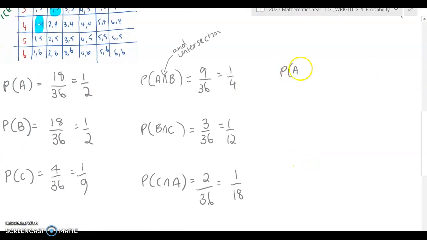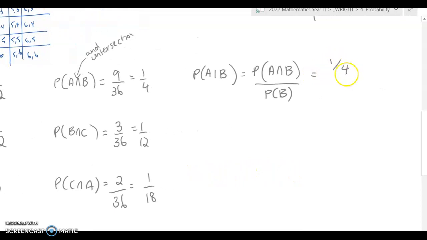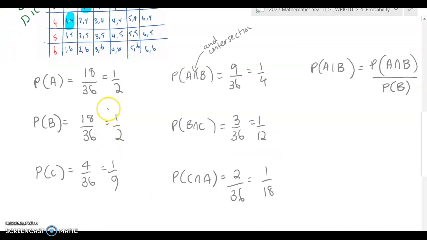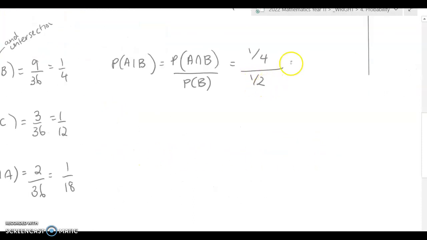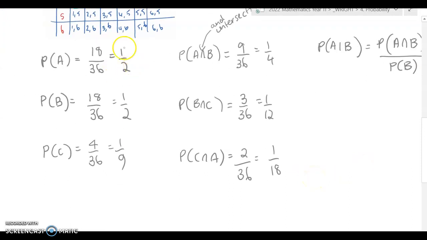The probability of A given B is equal to our probability of A and B over our probability of B. Let's swap our values into that. So our probability of A and B is 1/4. Our probability of B down here is 1/2. Let's see what that equals. Okay, that equals a half. But does that also equal the probability of A? Let's go over and see. It does. The probability of A is also a half.